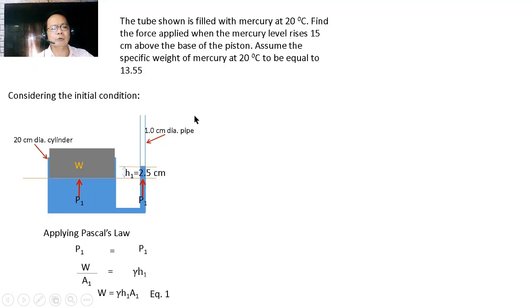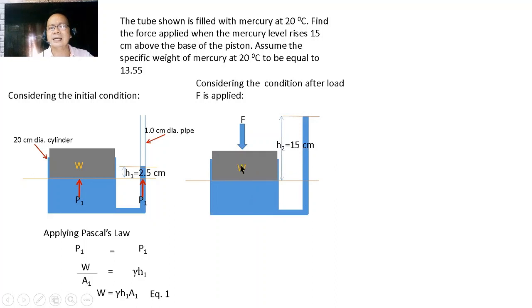Now, if we consider the second condition of the cylinder, where there is now an applied load at the top of the piston. And let us show that case again here. So again, now we have our piston, but it's applied with a force F, and due to this F, the difference in elevation between this point, the base of the piston, and the liquid surface of the mercury becomes 15 centimeters.